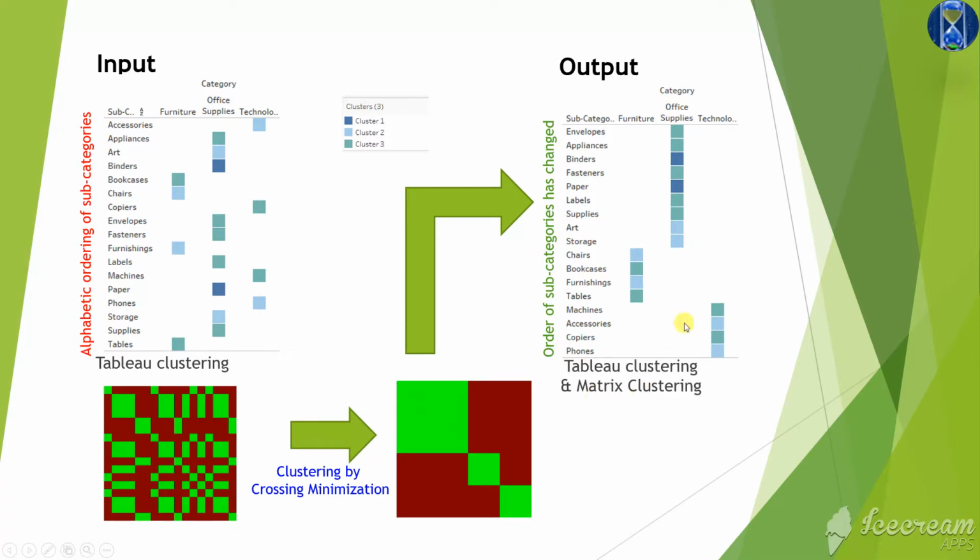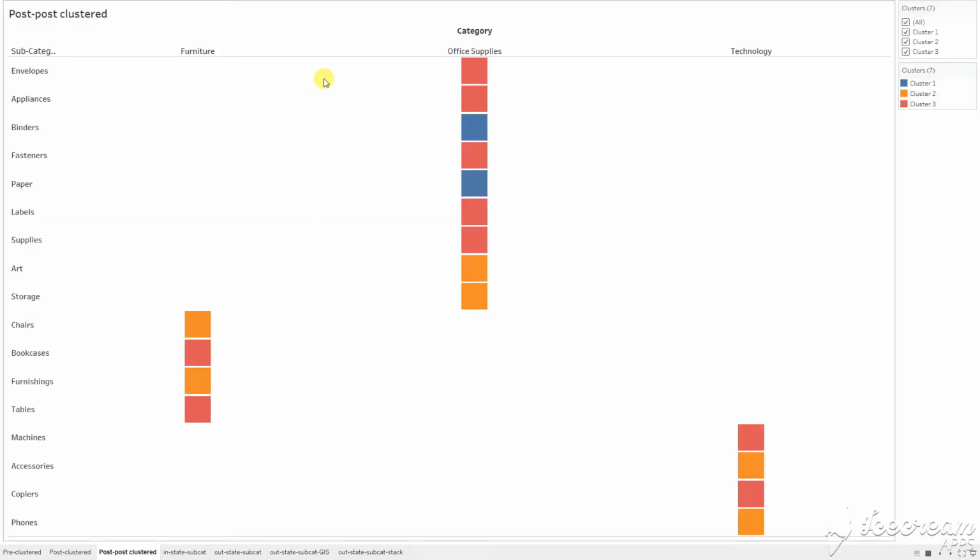If you do it exhaustively, it will require about 355 trillion permutations. Now let me show you the Tableau results. Using the crossing minimization, we get these three distinct clusters, and the colors in between are the Tableau assigned clustering. So we have the best of both worlds.